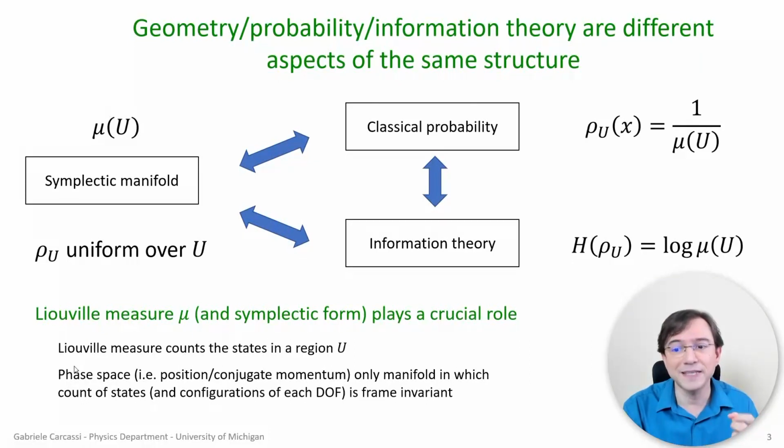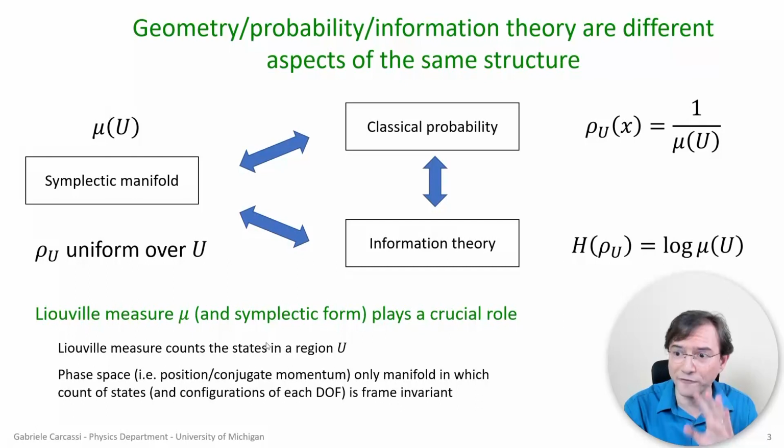And the important thing is that the phase space, the idea of position and conjugate momentum, is the only type of manifold in which the count of states, this Liouville measure, is frame invariant. So it's the same for everybody. And that's how we recover classical mechanics: we say, okay, we have this manifold for our states, and we want to have a probability distribution, entropy, determinism, and reversibility in a way that is coordinate invariant. Then you say, okay, that manifold must be a symplectic manifold, you must have a Liouville measure, and so on.